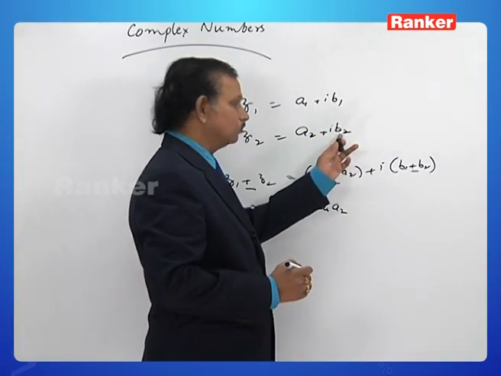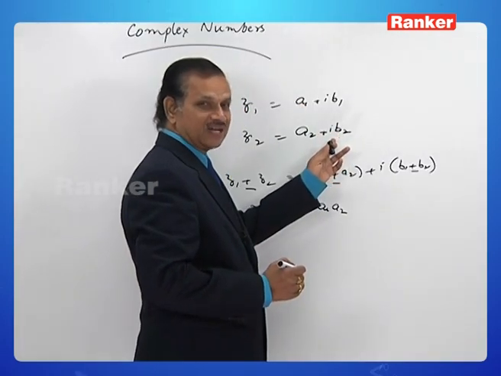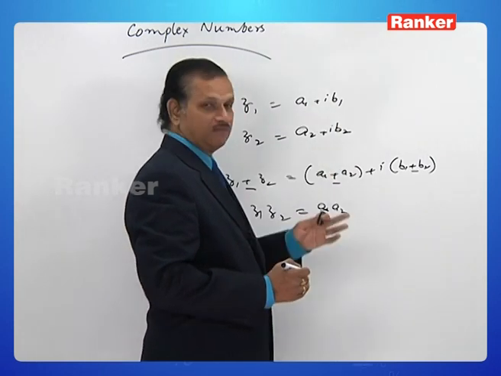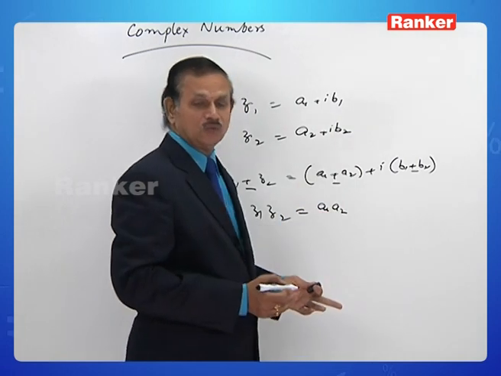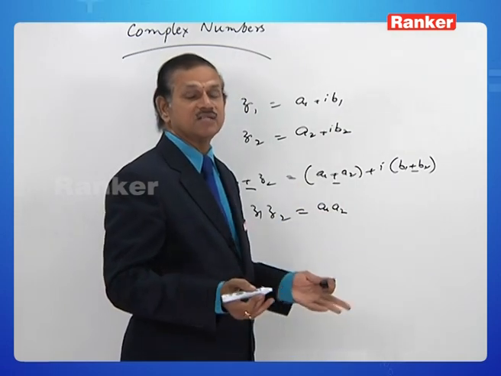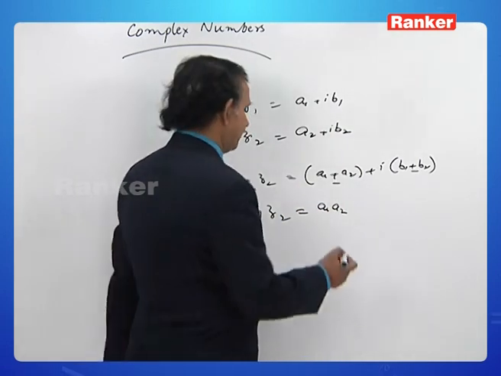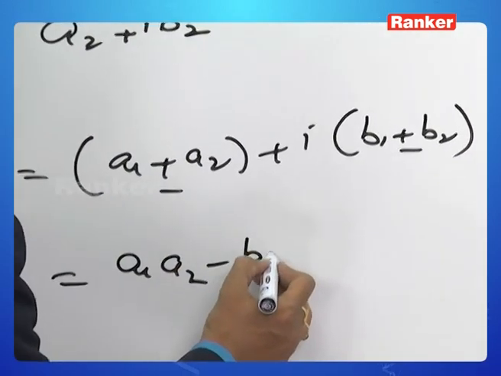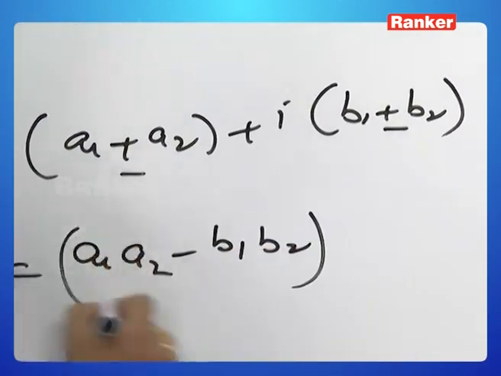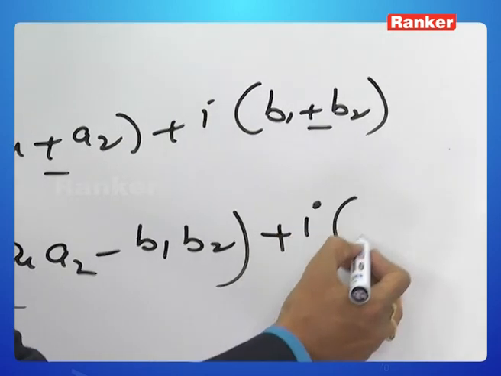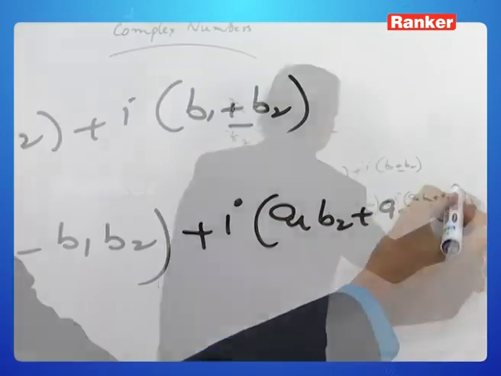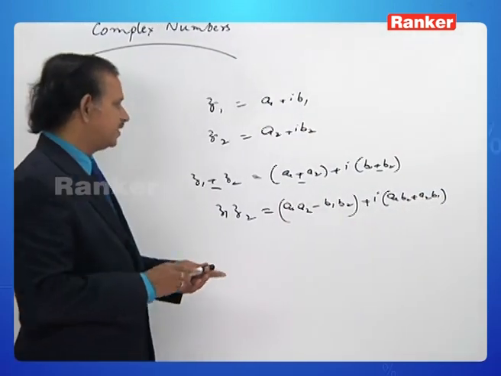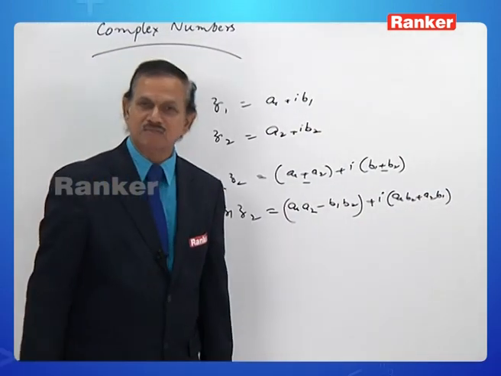A1 into IB2. I comes there. A2 into IB1. It also contains some I plus IB1 into IB2, that is I square B1 B2. What is I square? Minus 1. Therefore, this is A1 A2 minus B1 B2 plus I into A1 B2 plus A2 B1. This is the way in which we multiply two complex numbers.